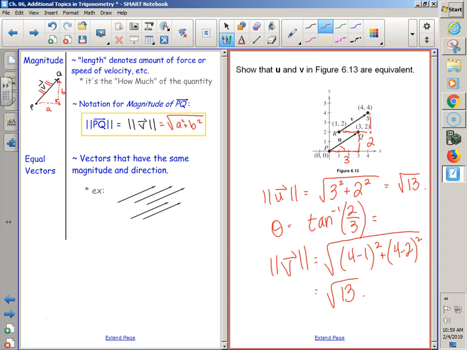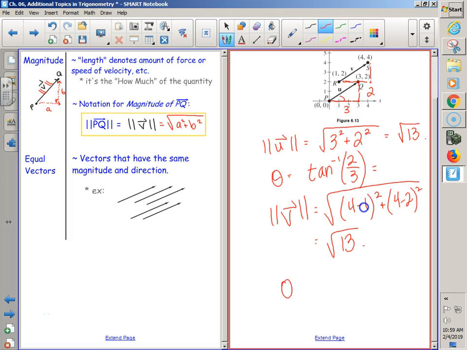The angles, because I would do the exact same thing of tangent inverse the change in the y's, which we found to be 3, over the change in the x's, which we found to be 2. 4 minus 2, and then the change in the x's. They both end up being 2/3. And so actually, regardless of what our calculator tells us, it's going to be the same angle.